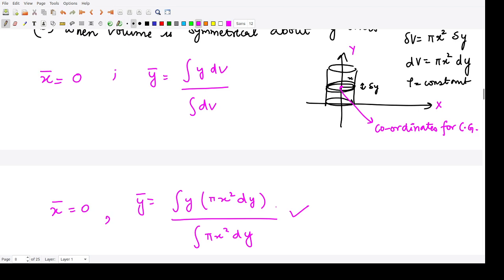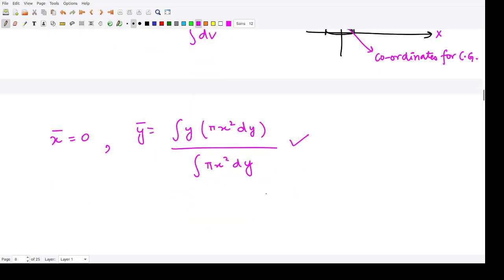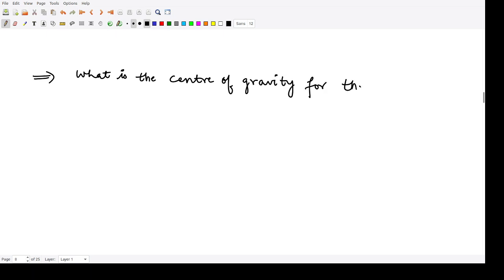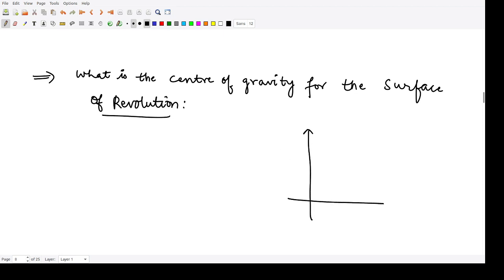So next we will discuss what is the center of gravity for the surface of revolution. So that means we are talking about area in this case. In the previous case, we have talked about this volume. Now we will talk about this surface area.